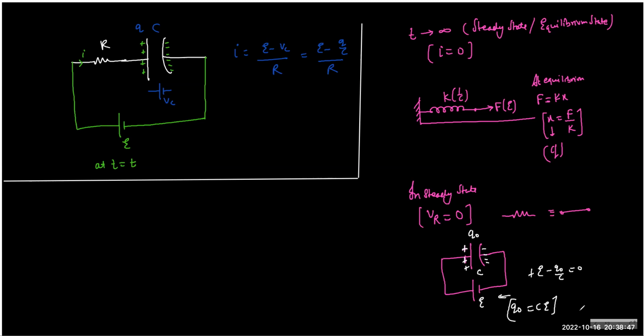So a cell of EMF E, when connected across a capacitor of capacitance C, will only give the charge CE. So as you vary the E, the charge will change. Yes or no? So more the E, more the charge. Less the E, less the charge. No E, no charge. Simple. So these are called the two extreme cases. When we have a capacitor in the steady state, it will never allow the current to flow. Now these two ideas are very, very important to solve questions in RC circuits.